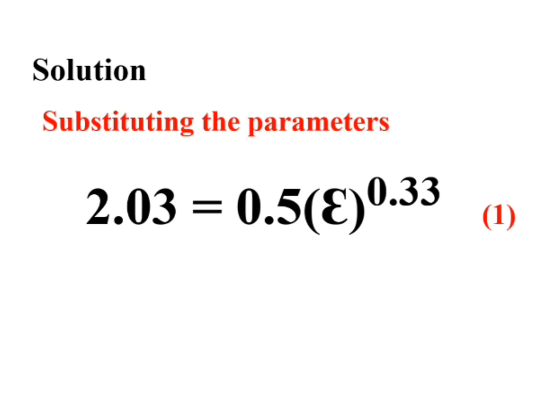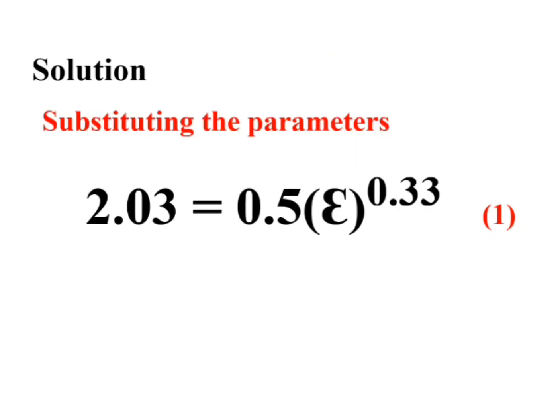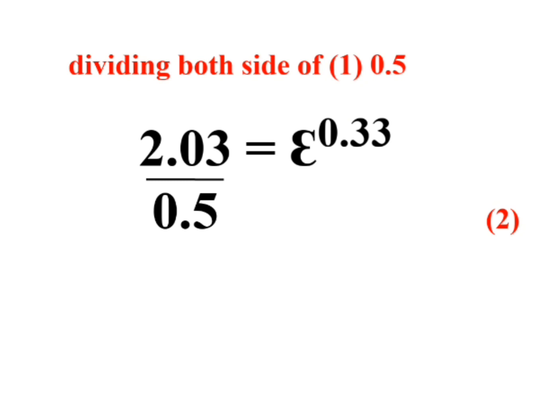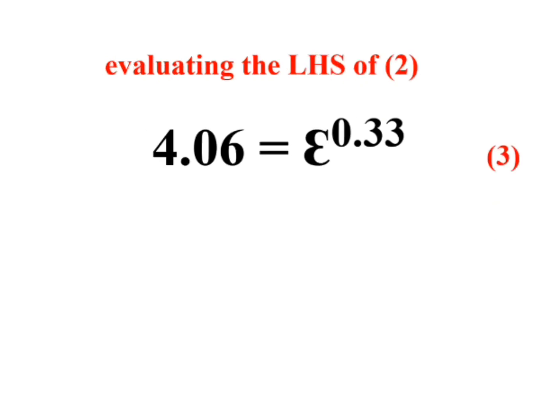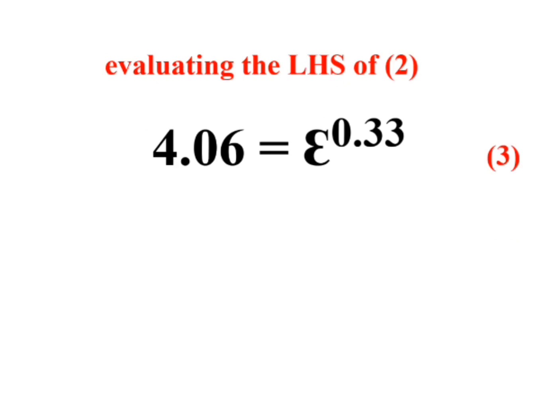Now, we want to solve this problem mathematically the same way every other problem in math can be solved. And so, based on that, if we divide both sides of equation 1 by 0.5, we're going to have 2.03 over 0.5 to be equal to the gross energy requirement raised to power 0.33. And if we evaluate the left-hand side of equation 2, which is 2.03 over 0.5, we're going to have 4.06 to still be equal to the gross energy requirement raised to power 0.33. That's equation 3.